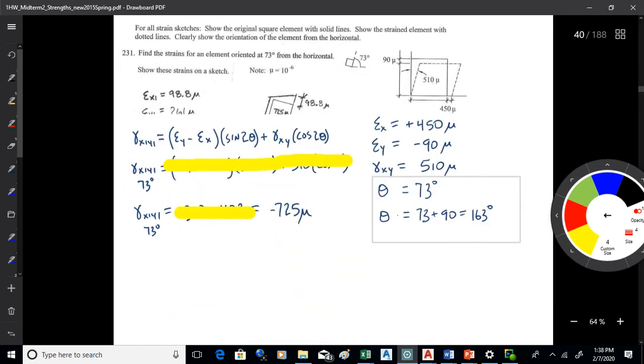All right, and then you've got gamma x1, y1. There's the equation. You're going to use 73 degrees to plug into that, and when you do it, you should get a negative 725 times 10 to the minus 6. Okay. All right. So those are the numbers that you get, and then from there, I would like you to make a sketch.